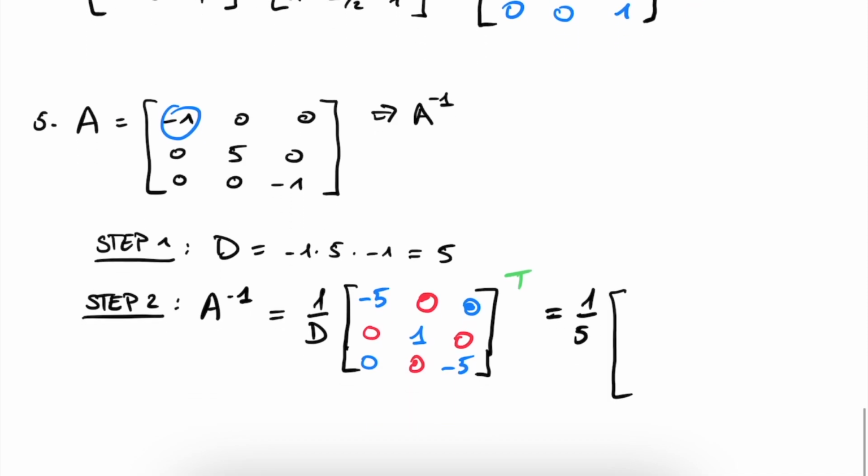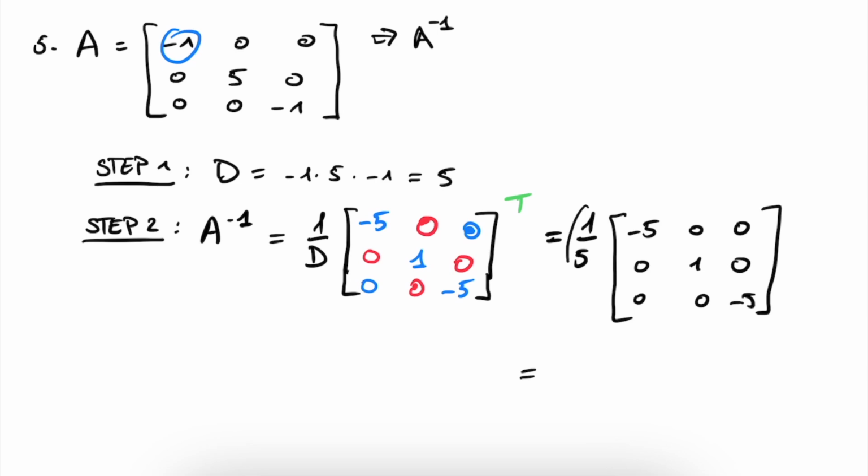What we do now is take the transpose of this matrix and fill in the determinant, which is 5. So for the row, we look at the column. In this case, the first row becomes -5, 0, 0. For the second row, we look at the second column, which becomes 0, 1, 0. And for the third row, we look at the third column, which becomes 0, 0, -5. And if we multiply this 1/5 with each of the elements in the matrix, we simply get -1, 0, 0, 0, 1 over 5, 0, 0, 0, -1.